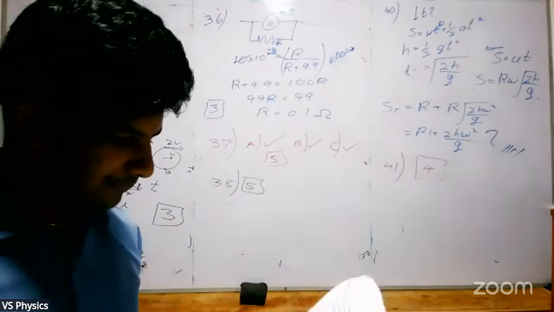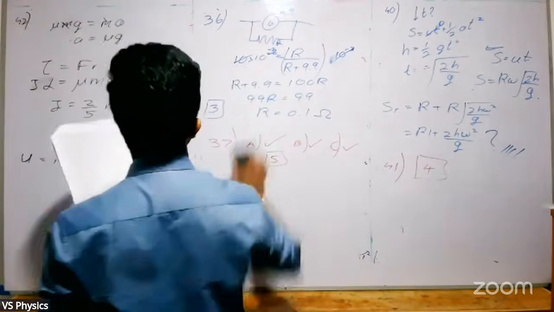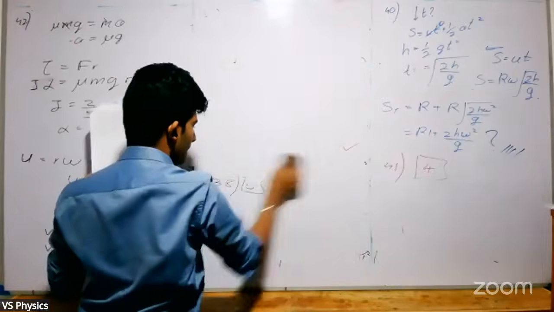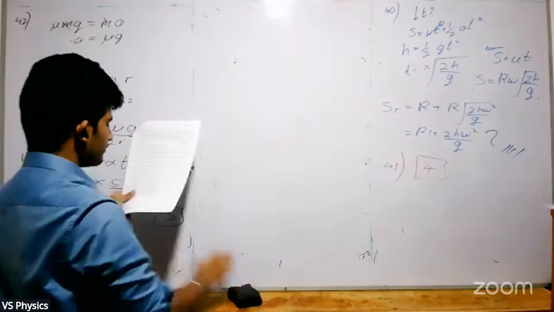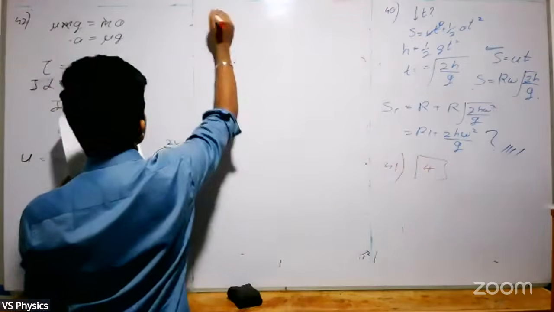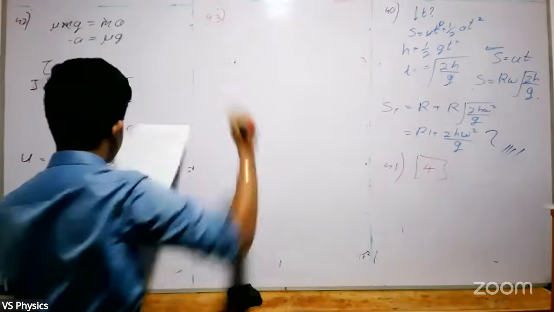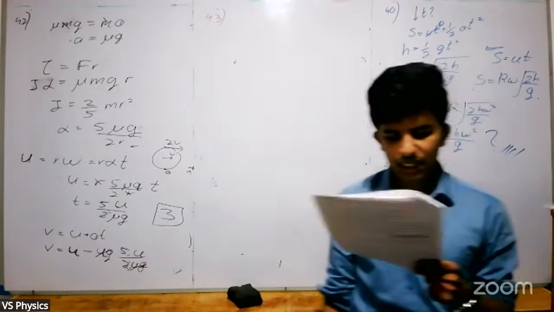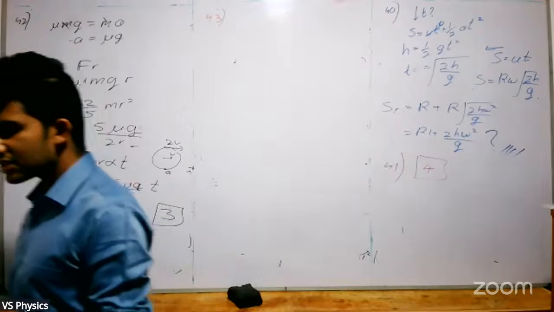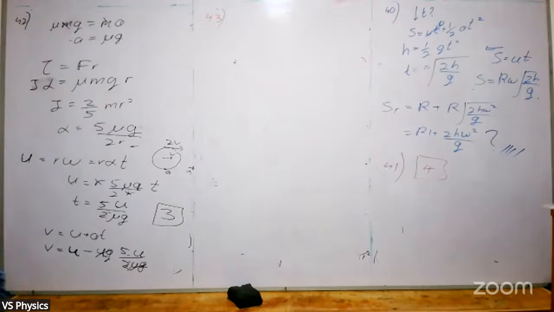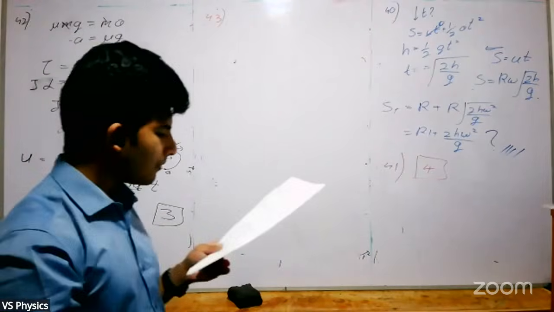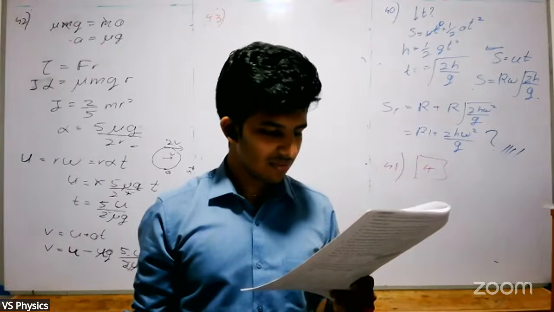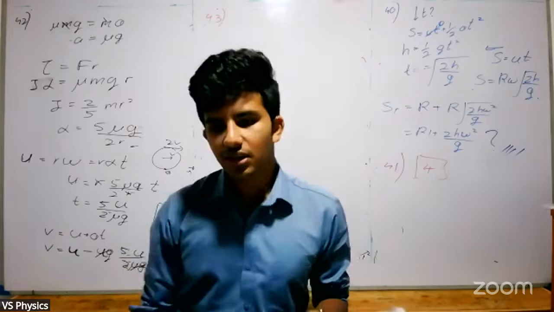What do we have next? Question 43. The voltmeter and ammeter shown in circuit 1 are ideal. In circuit 2, the internal resistance of the voltmeter is 900 ohms. If the reading of the ammeter in both circuits are equal, what is the internal resistance of the ammeter?